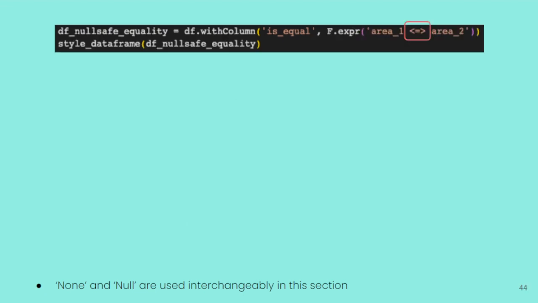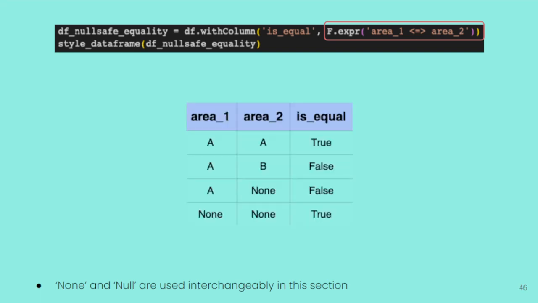Now, let's switch to a null safe equality operator. It does not currently exist as a command of its own, so we have to use it inside an SQL context using the expr function, which lets us use and combine SQL expressions in our code. Now, nulls are treated like any other value. A and null are not equal, and two nulls are.